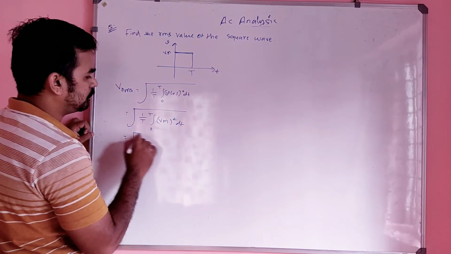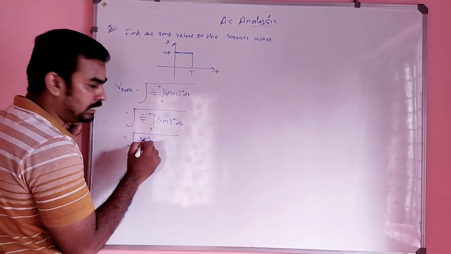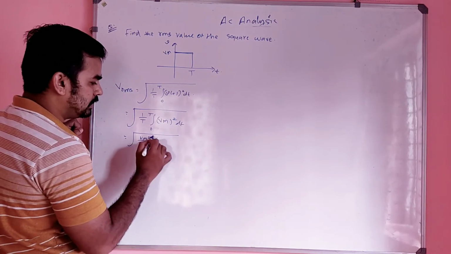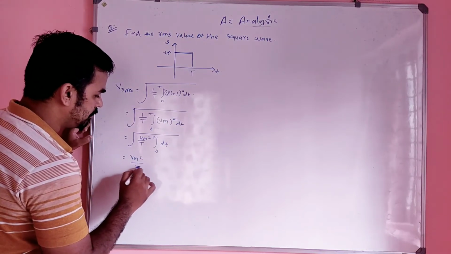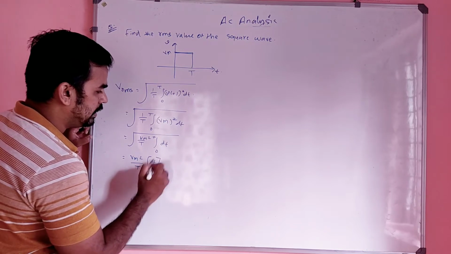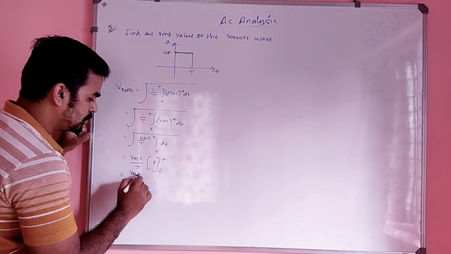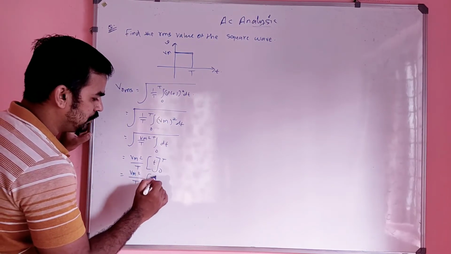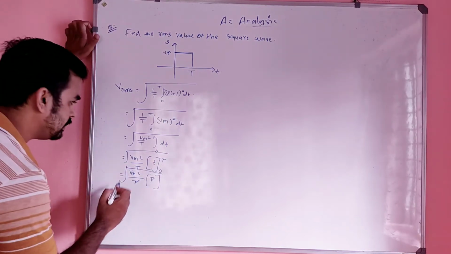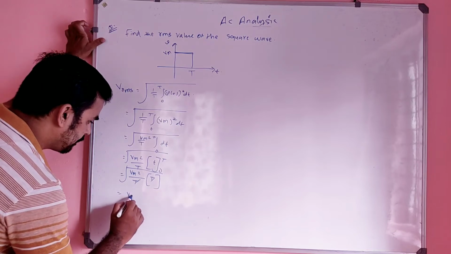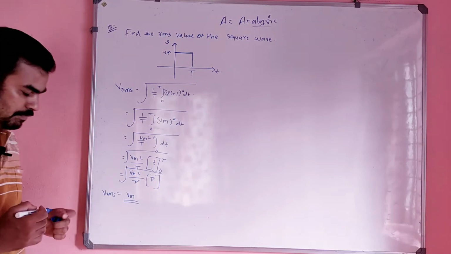So that will be equal to 1 by T, and Vm square you can take outside, integral 0 to T dt, which is nothing but Vm square divided by T. The integral of dt is nothing but T from 0 to T. So it is Vm square by T into T, so this will be cancelled. This all contains a root, so this will be simply Vm. Vrms equal to Vm. Very, very important.